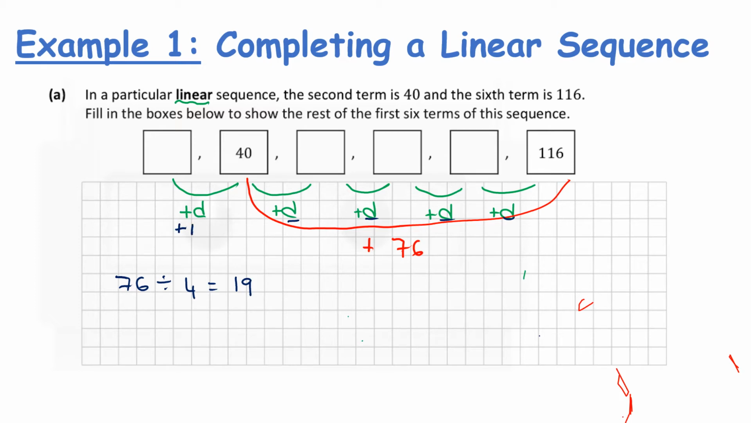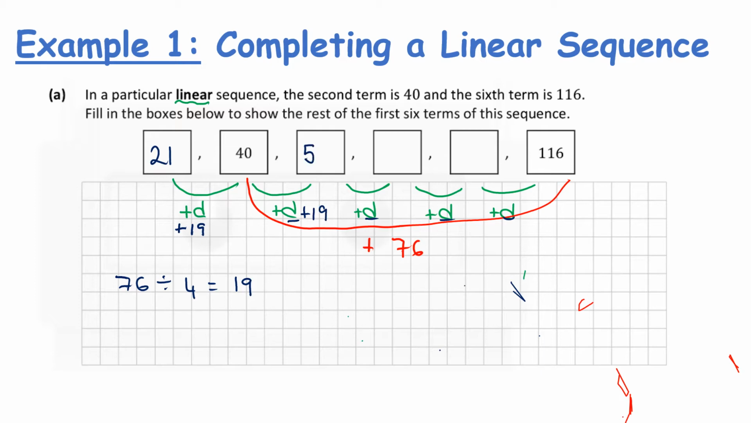So I actually had a plus 19 here. So what number did I add 19 to and get to 40? Well, I'm kind of working backwards here. So I do 40 minus 19, and we get 21. Now we're going to work forward, and one way we'll know we're correct is we can work out our final number here, and if it doesn't add to 116, we know something has gone wrong. If it does add to 116, we know everything is okay.